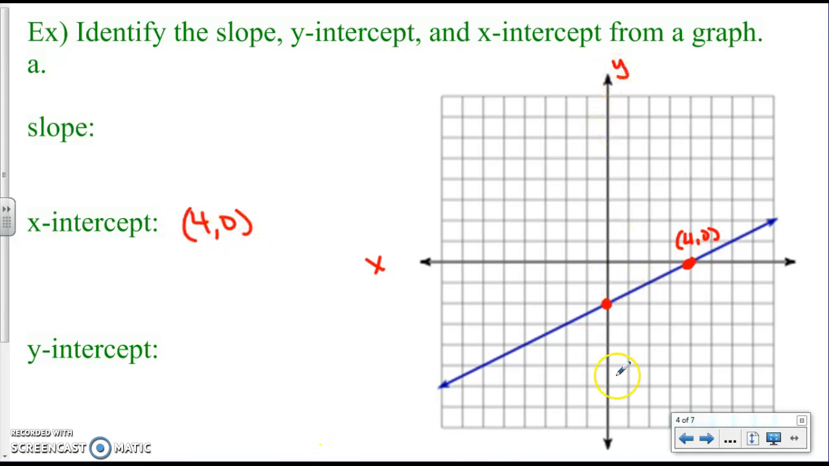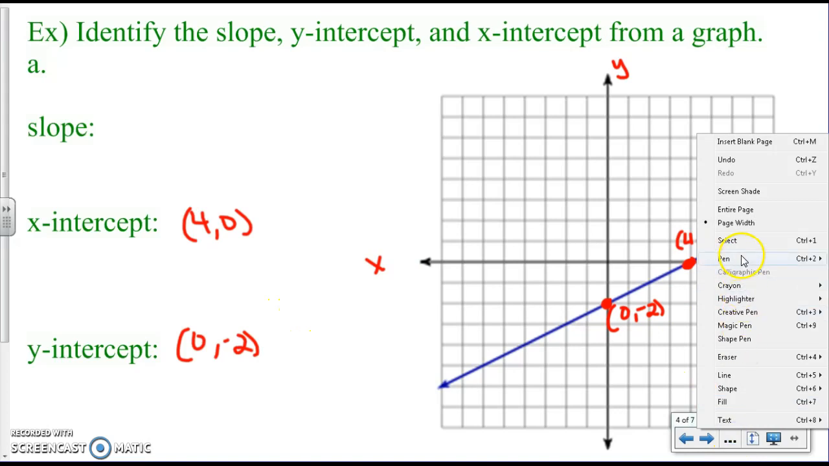My y-intercept is the point where it crosses the y-axis, so this one right here. And we're going to count how many we go down. We don't go over at all, so we have a 0 first, and then we go down 2. So we have (0, -2). Okay, so those are easier to find. We just need to see where it crosses the axes and write that down.